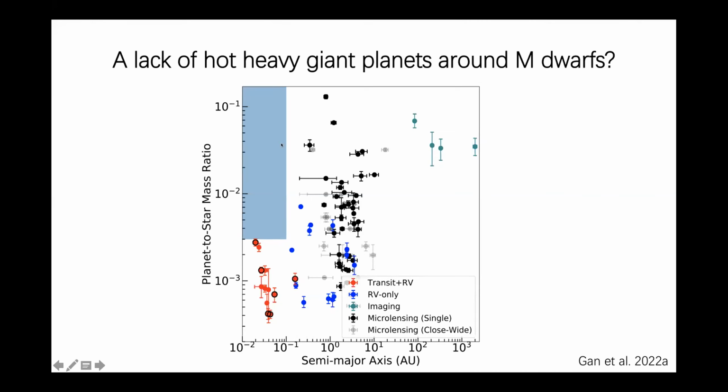If this desert is true, perhaps it could be reproduced by the theoretical formation and migration models. But unfortunately, given the limited sample size of the transiting systems, these red dots here, this desert feature is still insignificant. So we hope that the future TESS mission could find more such planets and help confirm this paucity.